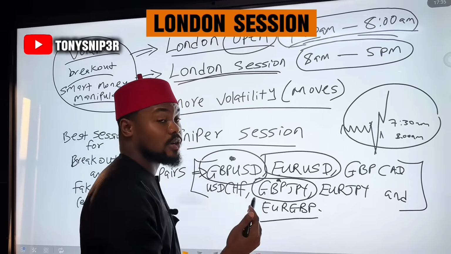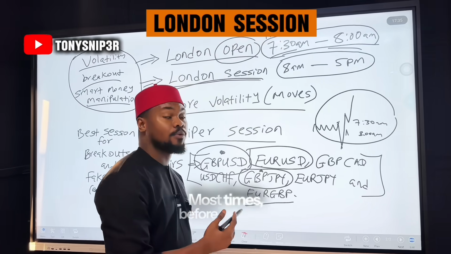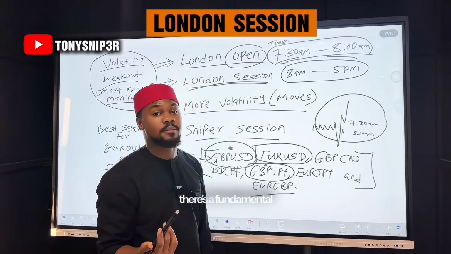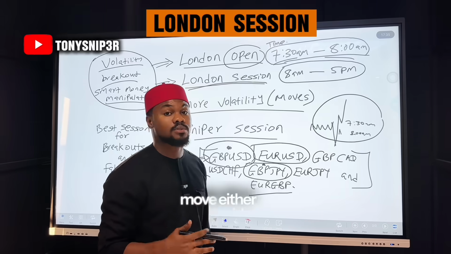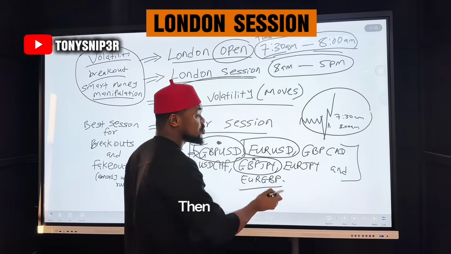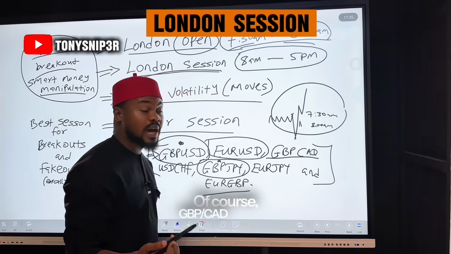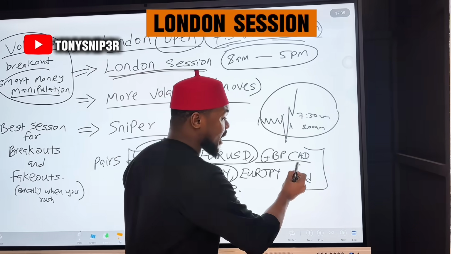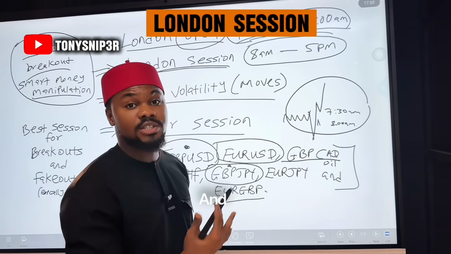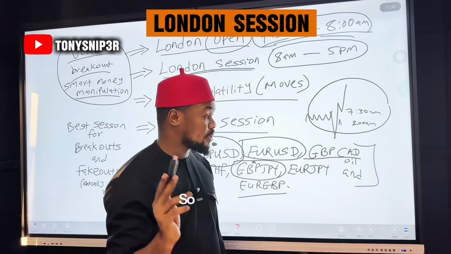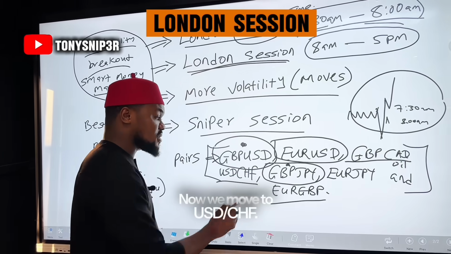Then when we talk about pairs that are a bit slow, you can focus on Euro USD. Very conservative. Most times, before anything will happen in this pair is when there's a fundamental news. Then you'll see an explosive move either to the upside or to the downside. Then GBP CAD is being influenced by oil and the UK's economy. So pay attention to that.